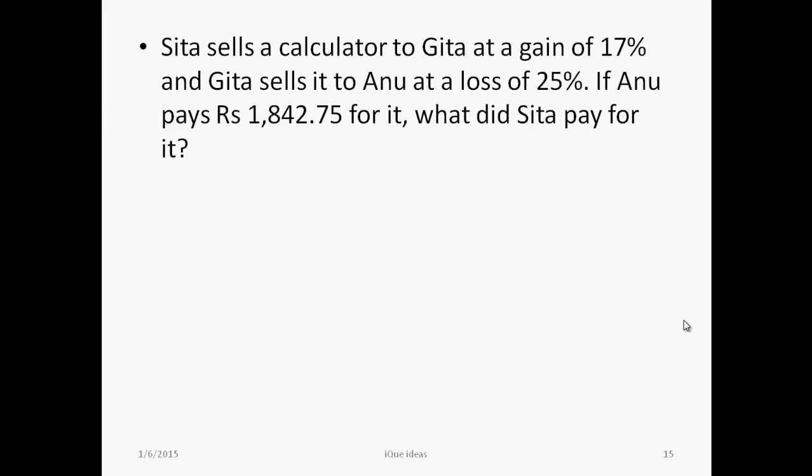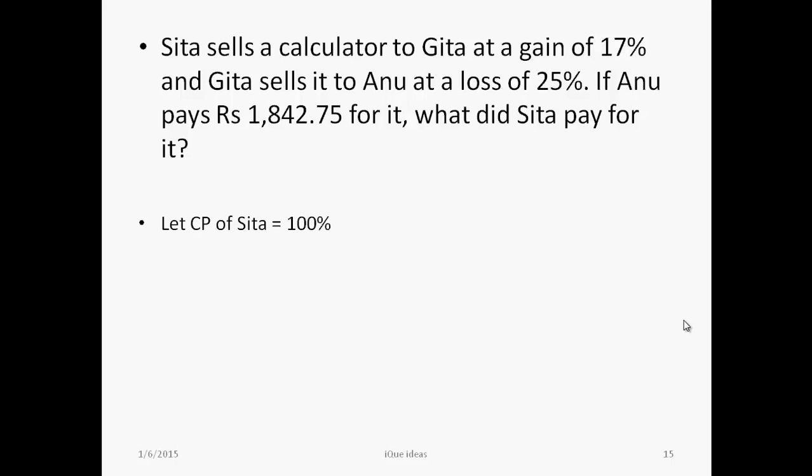Let us take one last problem to understand the difference of CP and SP in multiple transactions. Let us say Sita sells a calculator to Geeta at a gain of 17%. Geeta sells it to Anu at a loss of 25%, and Anu pays rupees 1842.75 for it. The question is, how much did Sita pay for it in the first place?